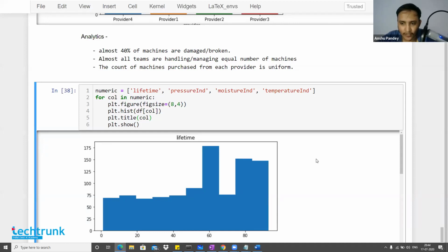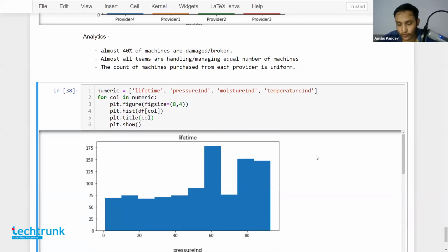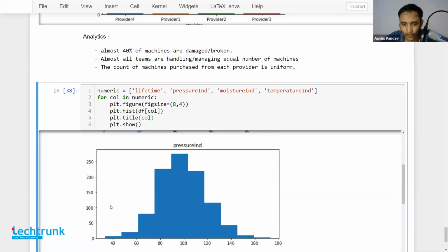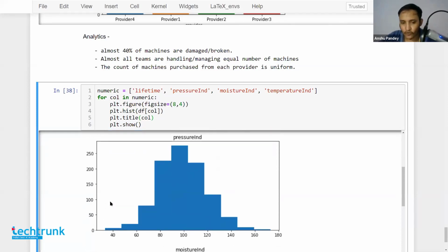So this is a skewed distribution. That means there are a lot of machines which are pretty old because they have a very high value of lifetime, and there are few machines which are very, very new. Pressure is almost a normal distribution, as you can see. It's ranging between 40 and 160, but most of the machines are operated at pressure values between 80 and 120. That's the standard popular range within which the machines are operated.